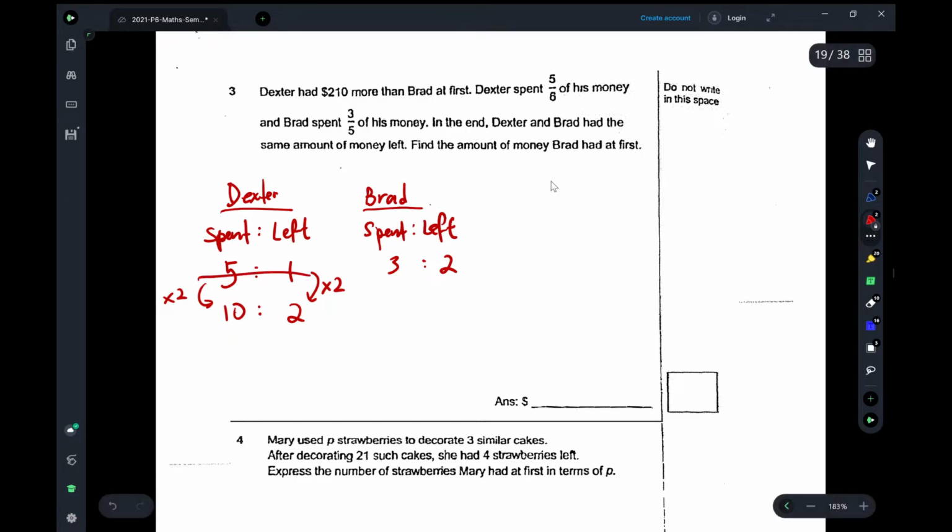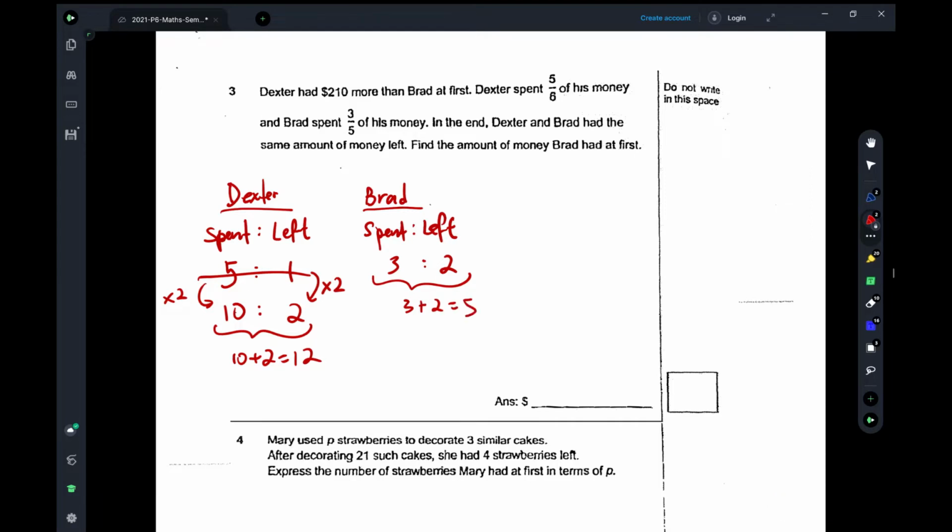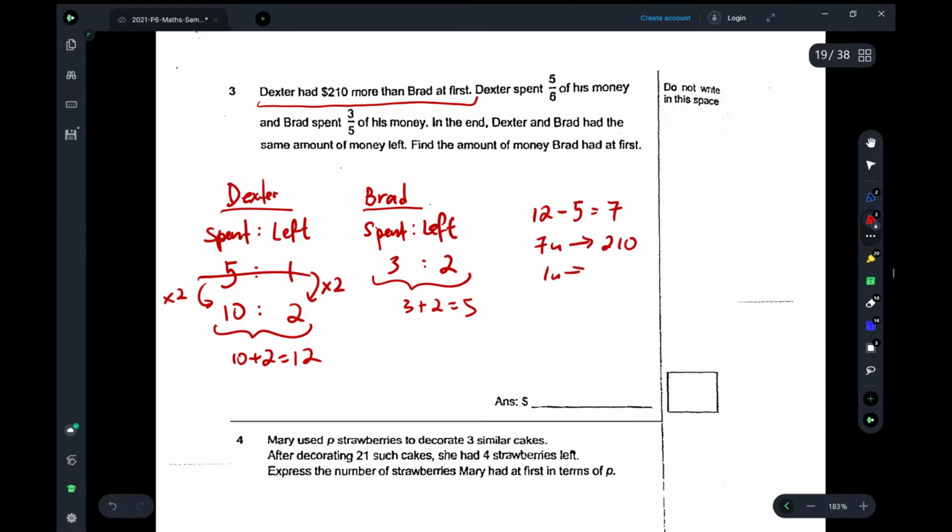These two ratios tell you that Dexter at first had a total of 12 units, while Brett at first has a total of 5 units. Now we can compare at first. 12 minus 5 is 7. These 7 units are equivalent to $210. So 1 unit is 30. With 1 unit we can find anything we want. Find the amount of money Brett had at first. Brett at first is 5 units. So 30 times 5 is 150.